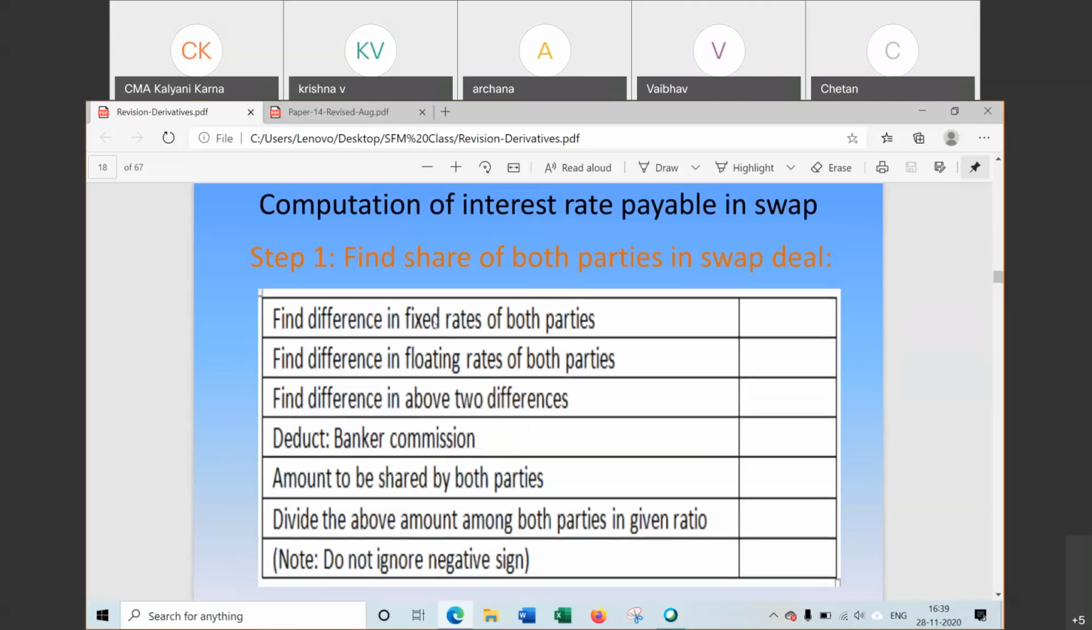Step 1, find the difference in fixed rate. Step 2, find the difference in floating rate. But beware of the negative value.